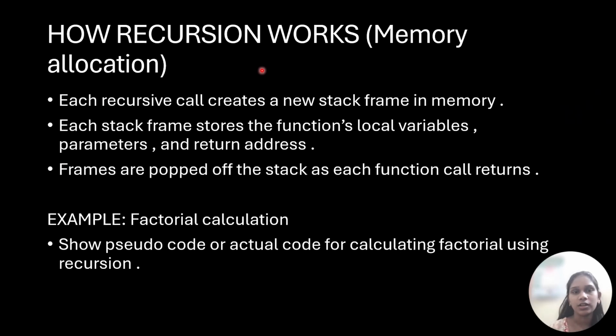How recursion works on memory allocation. Each recursive call creates a new stack frame in memory. Each stack frame stores the function's local variables, parameters, and return address. Frames are popped off the stack as each function call returns.